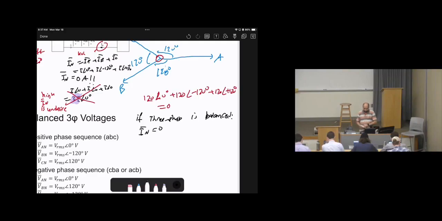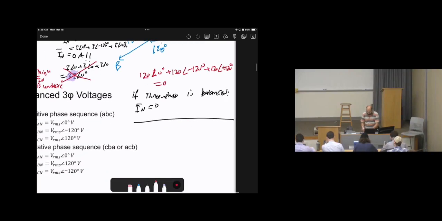Now also keep in mind, how can we know it is balanced, or what are the conditions to be balanced? When we say balanced, there must be 3 things satisfied, which is 3 identical loads. Then we have same voltage magnitudes.